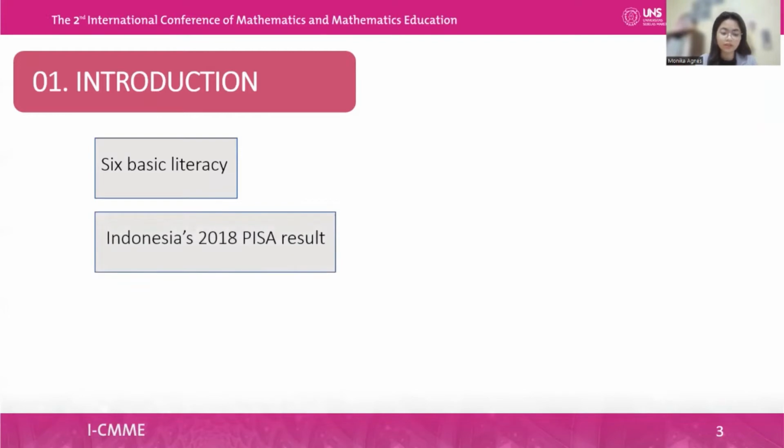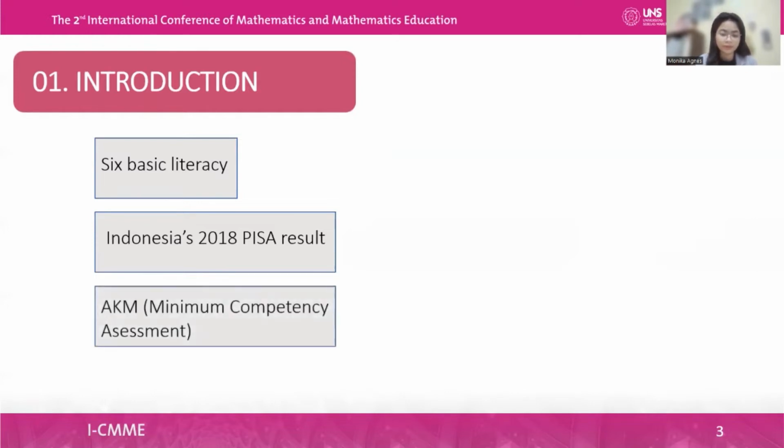Based on the 2018 PISA results, Indonesia is ranked 74 out of 79 participating countries, with a score of 379 in mathematics. This shows that the numeracy literacy skills of Indonesian students still need to be improved. The results of the PISA above become a problem, so that the government seeks to overcome these problems.